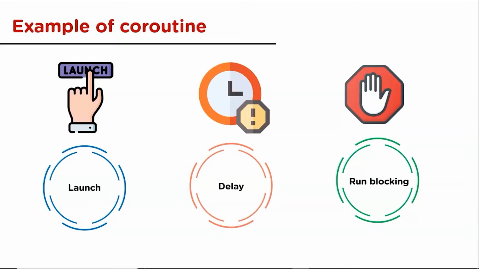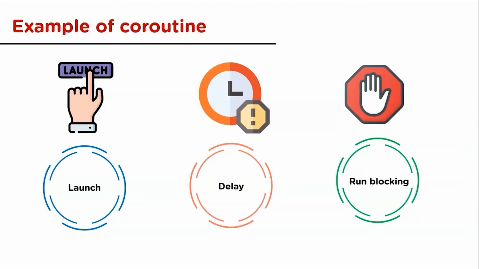Then there is runBlocking. runBlocking is a coroutine builder again. It basically runs a new coroutine and blocks the current thread until its completion. Or, in other words, the thread that runs it gets blocked for the given duration until all the code blocks inside the brackets of runBlocking complete their execution.